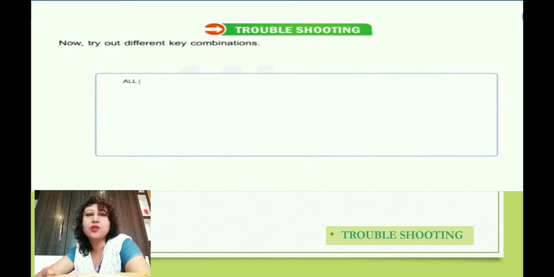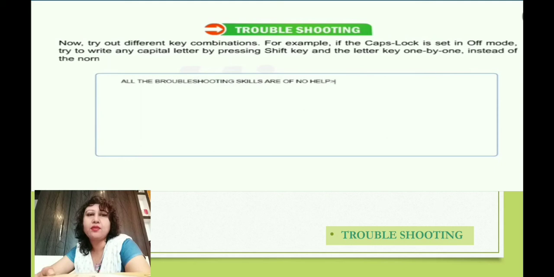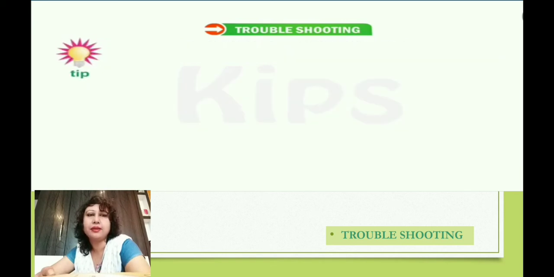Now we can also try out a different key combination. For example, if the caps lock is in off mode, then we can write any capital letter by pressing the shift key and the letter key one by one, instead of the normal process of holding down the shift key and pressing the letter or the symbol key.